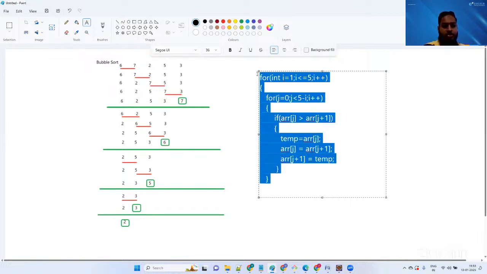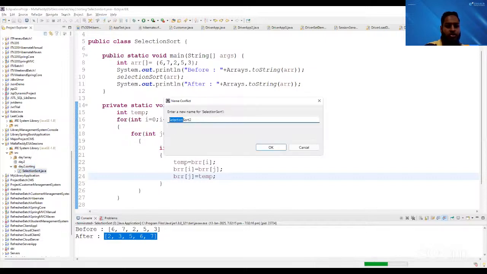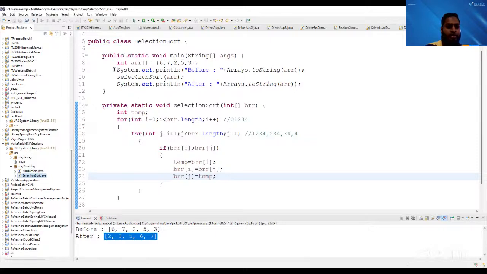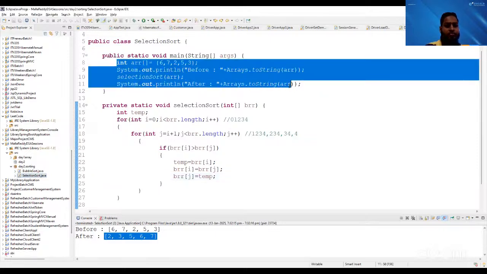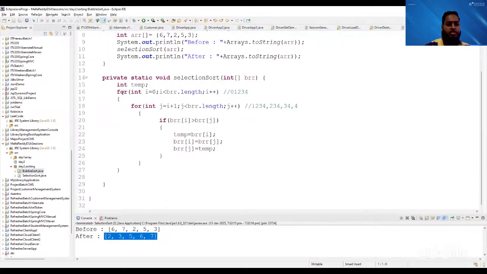So I'll copy this and let me go and make a fresh class by calling it bubble sort. And main we can copy the same. Main is same, right? It's just that this part will change.